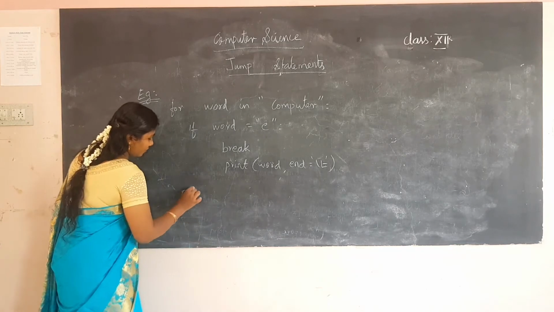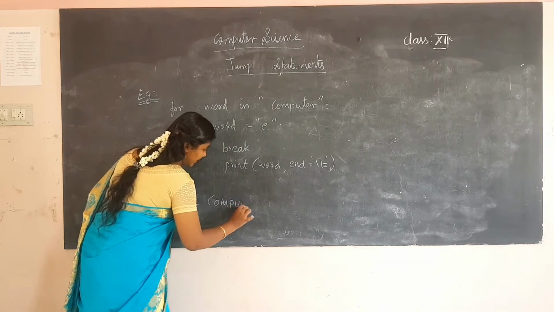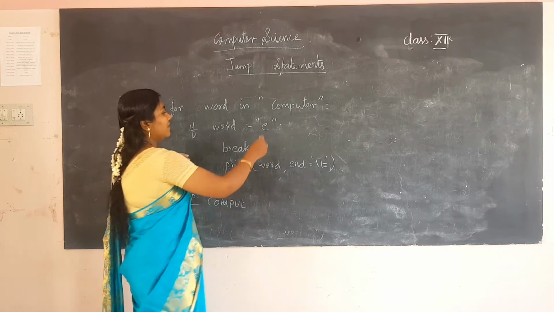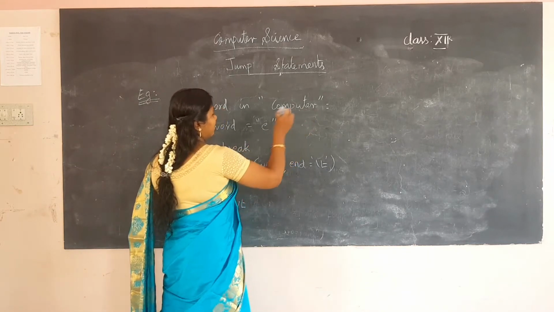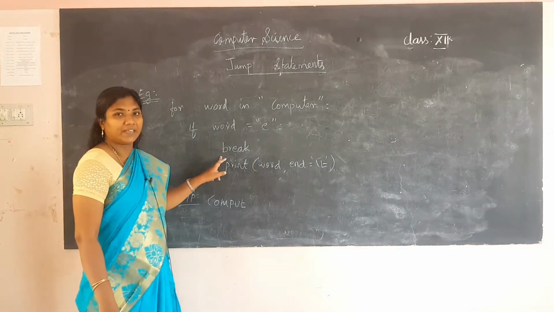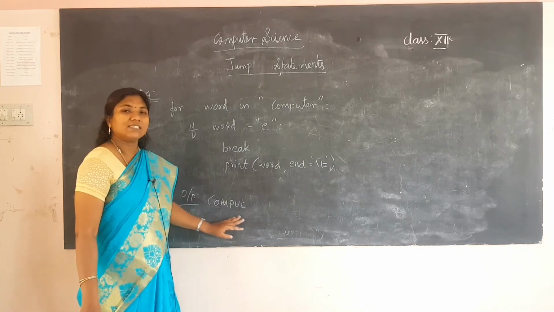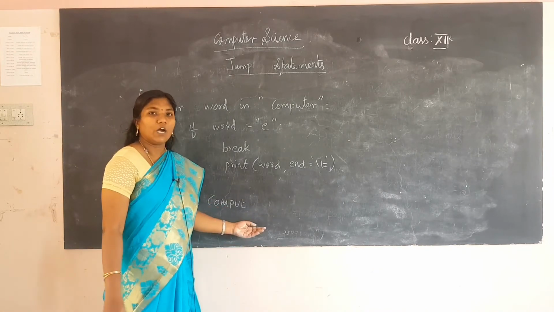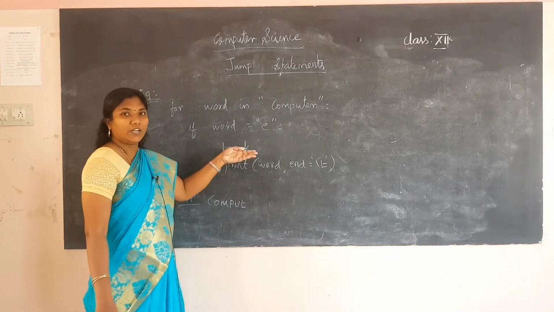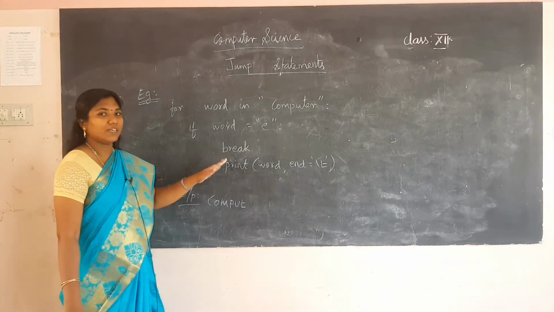So what will be the output of it? COMPUT, up to this only it will get executed. When the word is equal to E, I have asked to stop the execution using the statement break. Therefore E and R will not be printed. So COMPUT will be the output. If you use the break statement within any looping statement, it will just stop the execution.